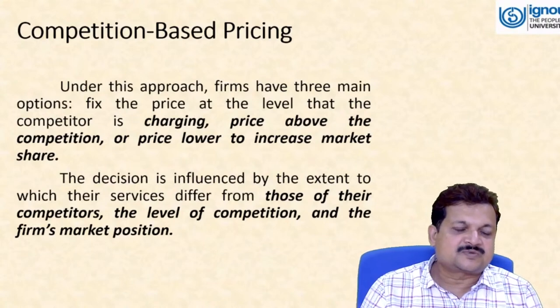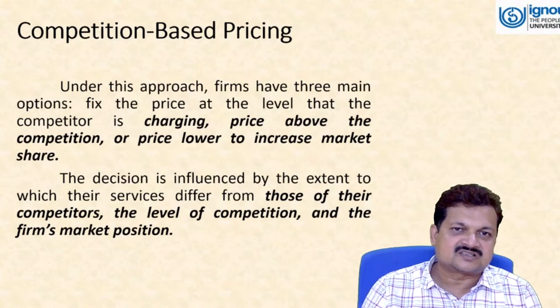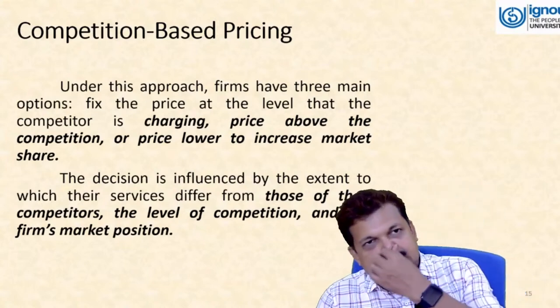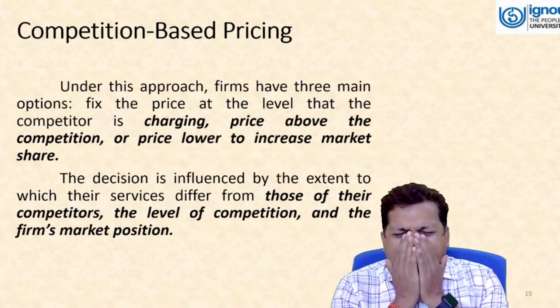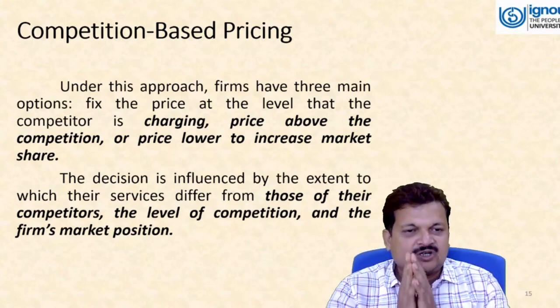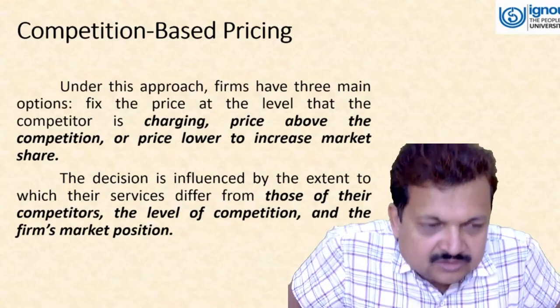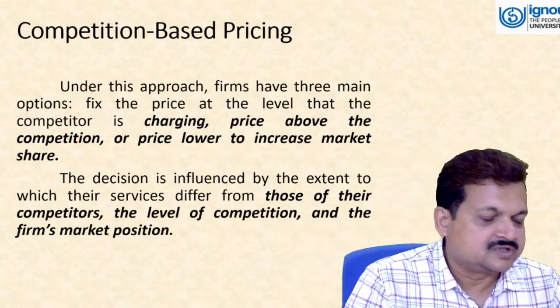Now, competition-based pricing. In competition-based pricing, you will mostly find three main options: fix the price at the level that the competitor is charging, price above the competition, or price below the competition to increase market share. Three categories of conditions are there when it is competition-based pricing. One is where your pricing charge is at par with the competitive price of the competitors.